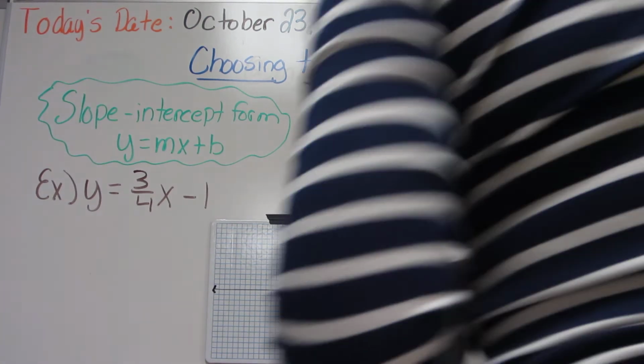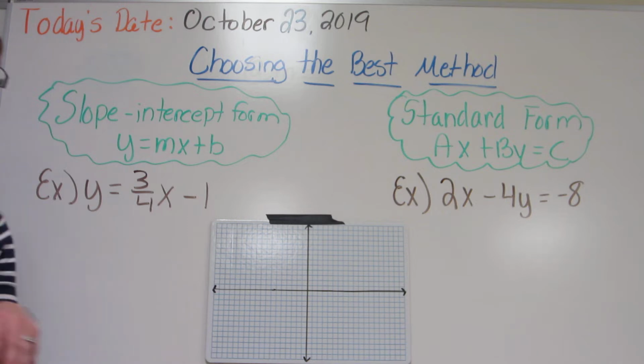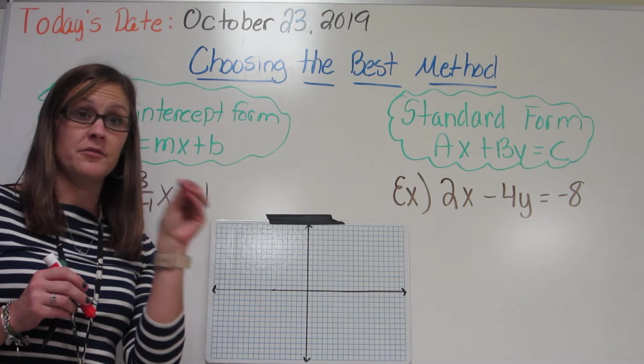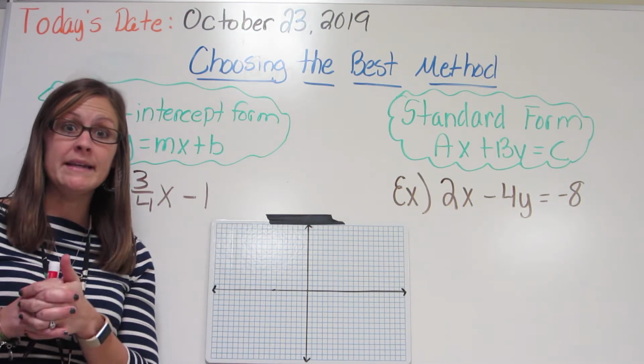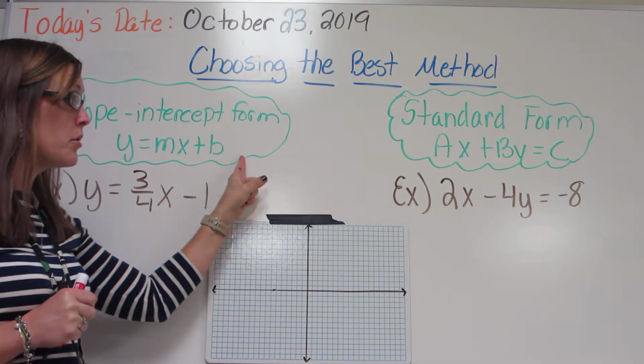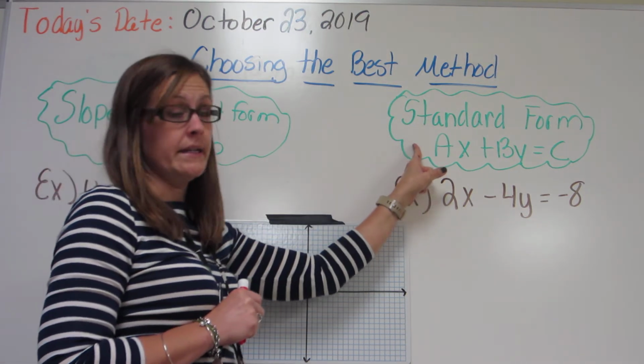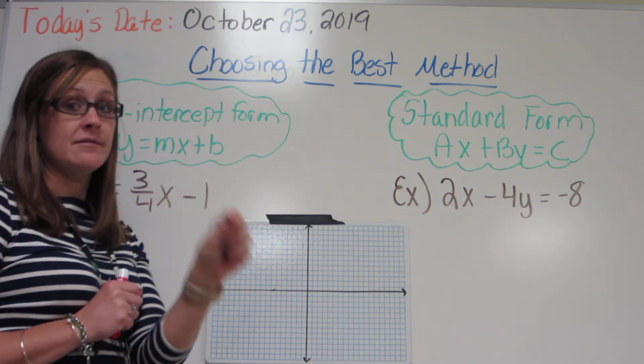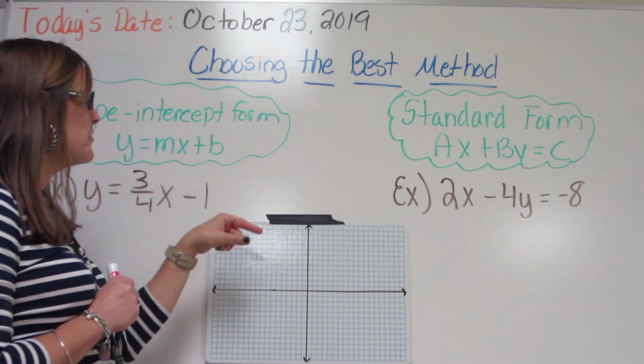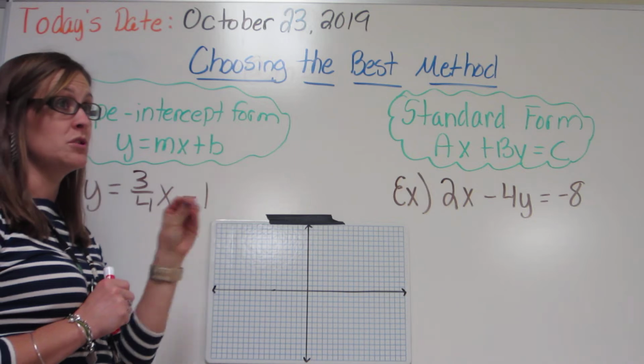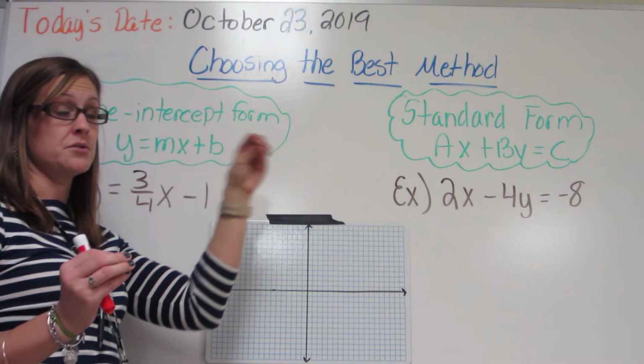Alright guys, so this is just a little mini lesson on choosing the best method for graphing linear equations depending on what form your original equation is in. So far I have taught my students this year two different forms of a linear equation, which means one that when you graph it, it's going to make a straight line.